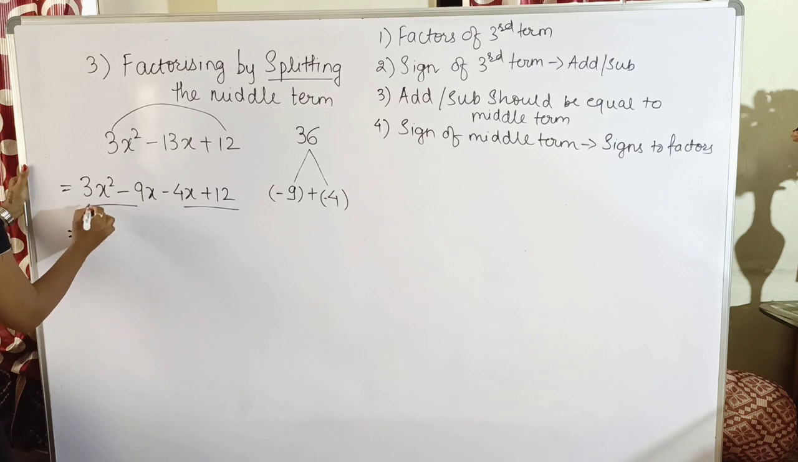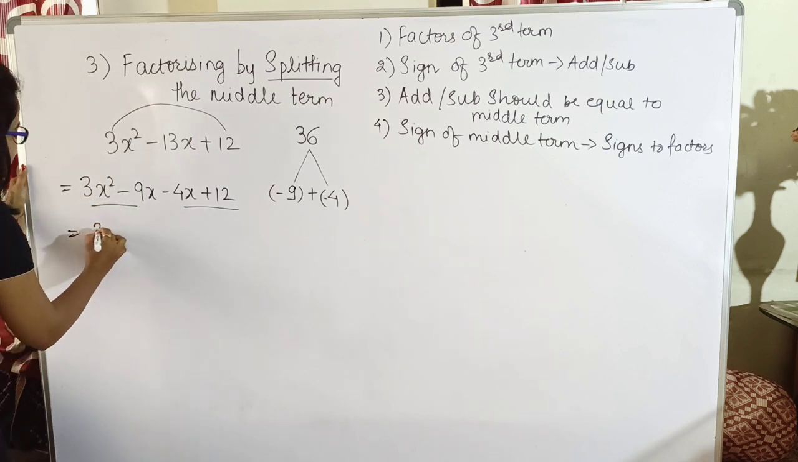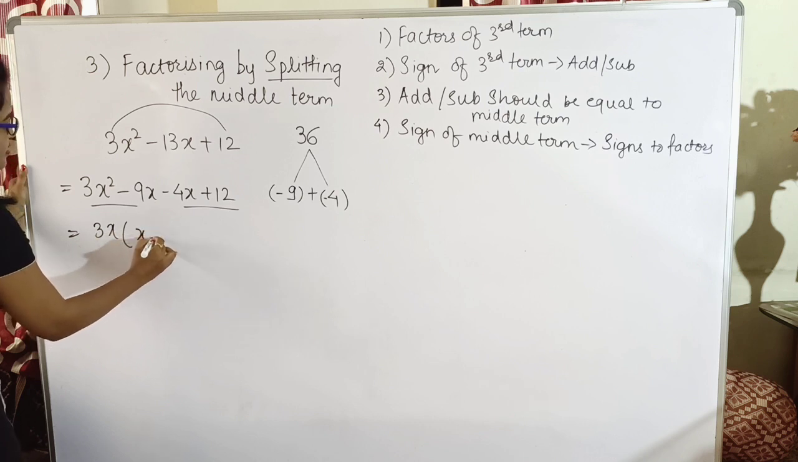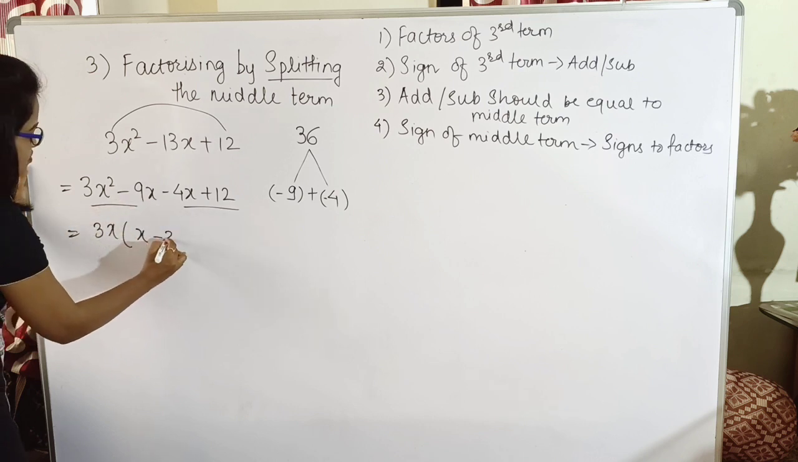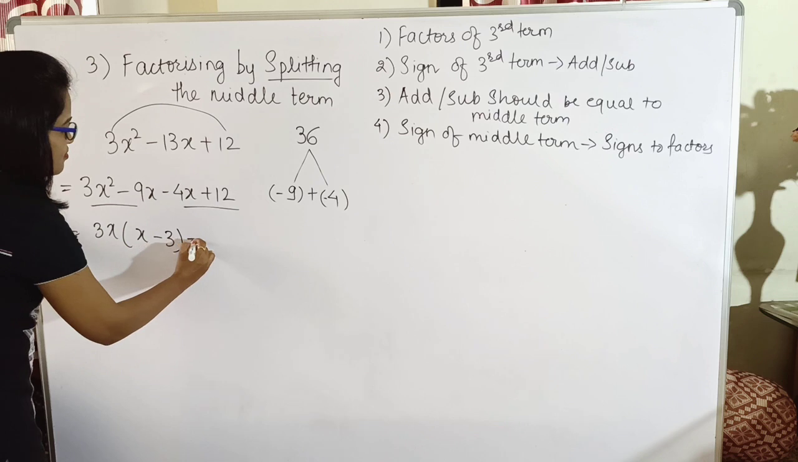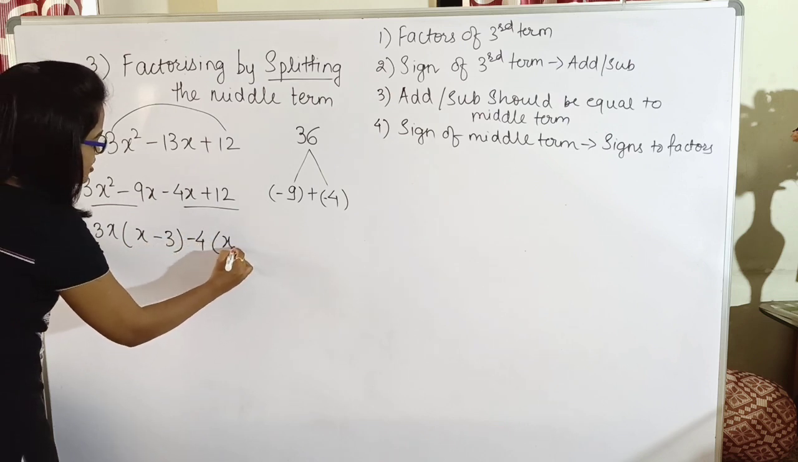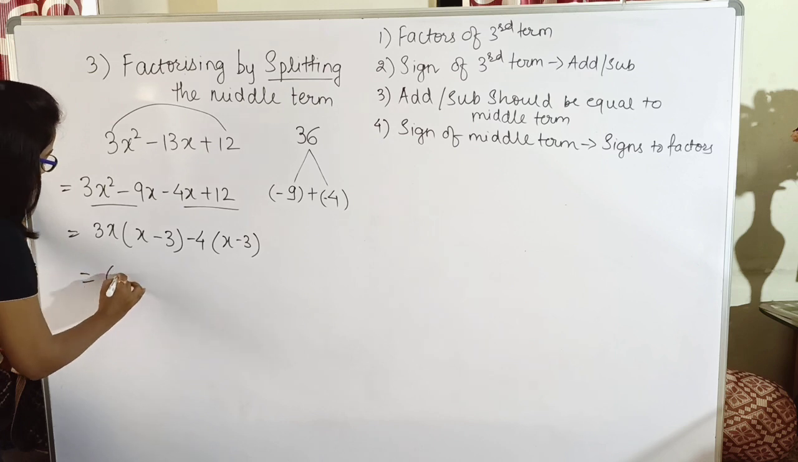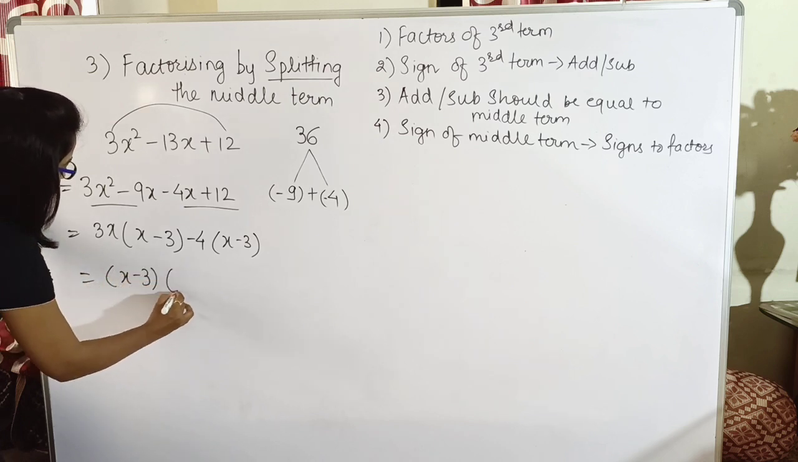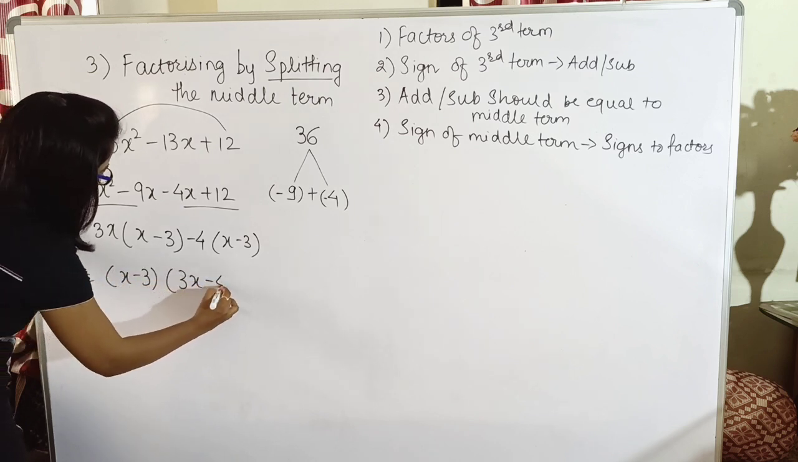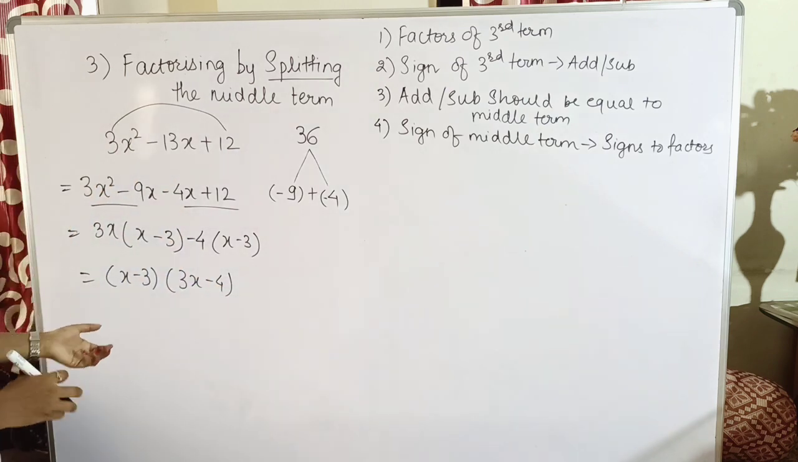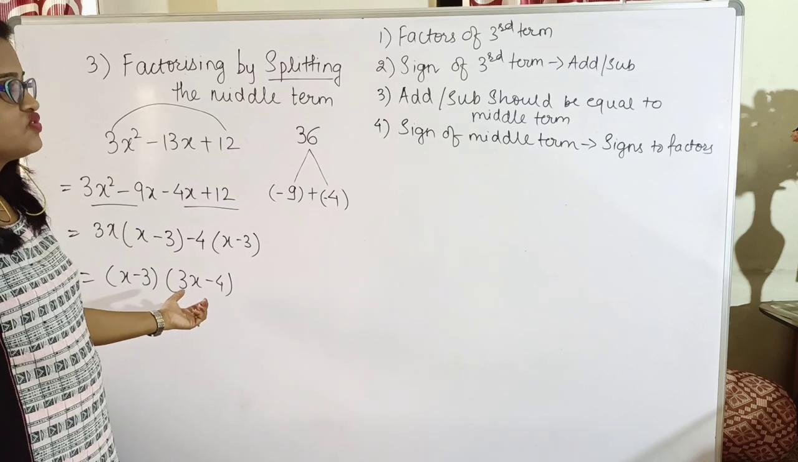Taking common, what is common between 3x square minus 9x? It is 3x. Divide 3x square by 3x, x is remaining, minus 9x by 3x gives me minus 3. Here minus 4 is common, x minus 3. One bracket has to be compulsorily the same. So x minus 3 will be my common again. What is remaining then? 3x minus 4. So the factors of 3x square minus 13x plus 12 are x minus 3 and 3x minus 4.